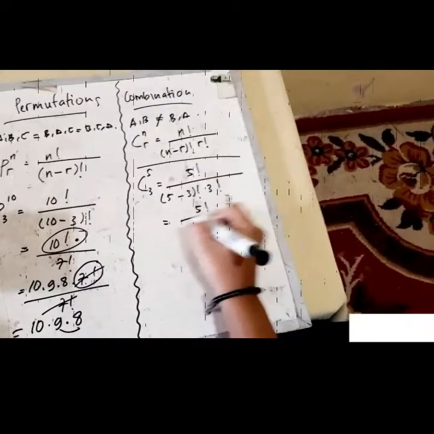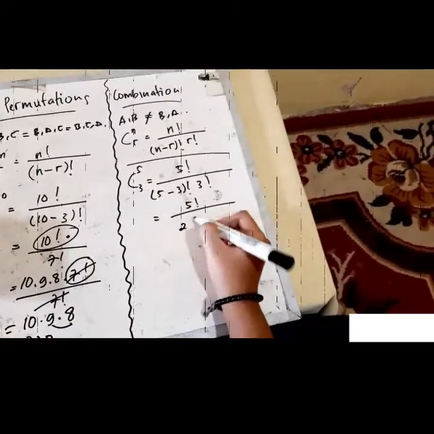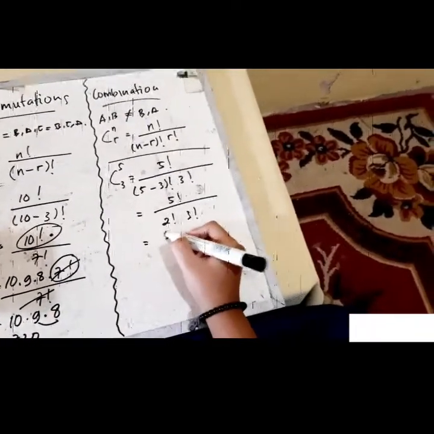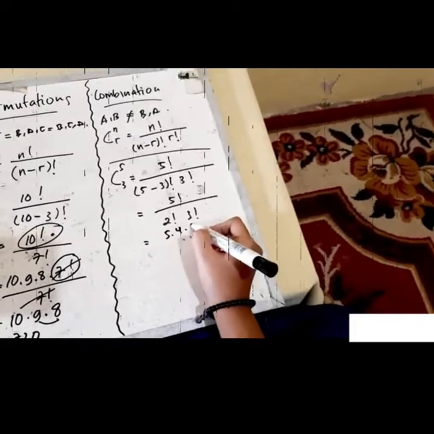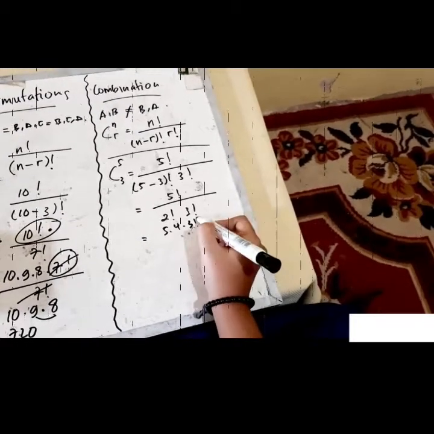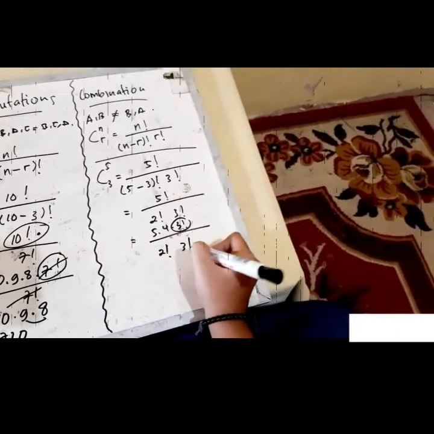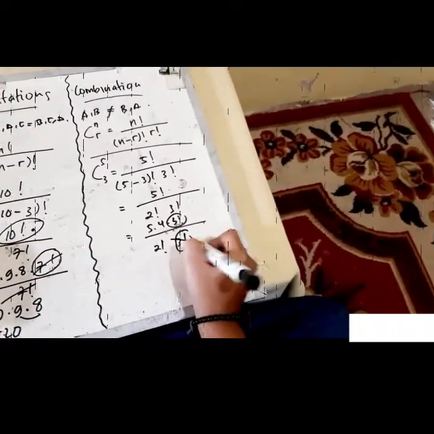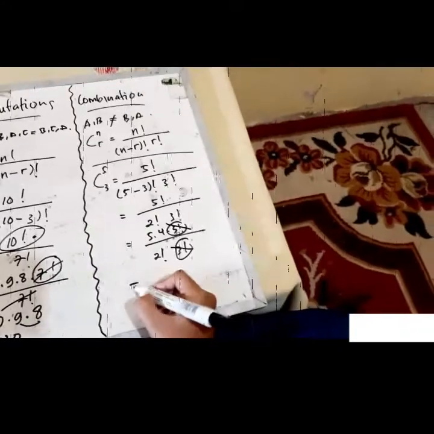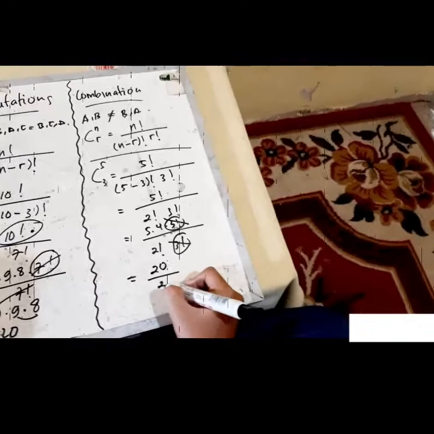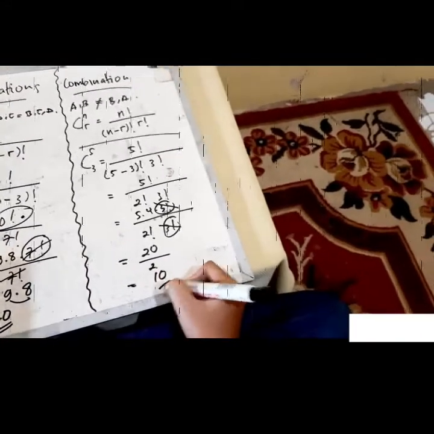For example, combination 5 of 3 equals 5 factorial per (5 minus 3) factorial times 3 factorial. So 5 factorial per 2 factorial times 3 factorial equals 5, 4, 3. We stop at 3 because 2 factorial and 3 factorial, it's the same, yes. We cancel it. 20 over 2 equals 10.